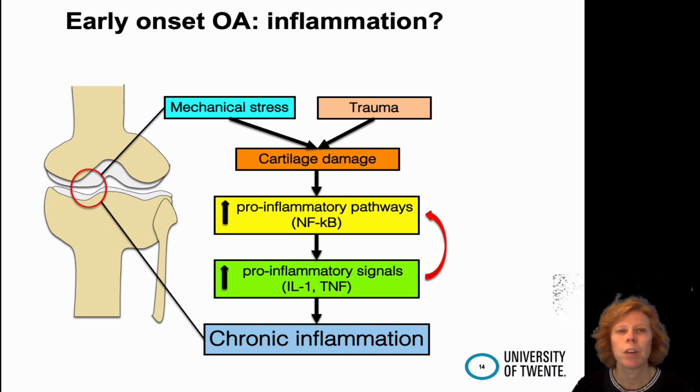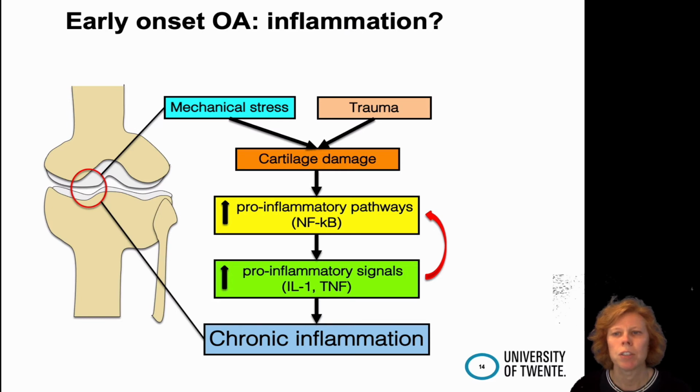Okay, let's look at early onset of osteoarthritis and see if inflammation plays a role in that. We already know that an increase in Wnt signaling is associated with OA, and we also know that inflammation is present. However, we do not know what the role of inflammation is in the onset of OA.